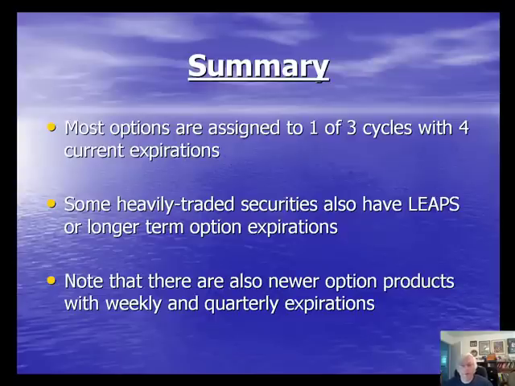So let's do a quick summary. Most options are assigned to one of 3 cycles with 4 current expirations. All options available will be for the current month, the next month, and then the 3rd and 4th choices will depend on the cycle that security was assigned to. Some heavily traded securities also have LEAPS options or longer term expirations that can go out as far as 39 months, and these will result in more than 4 options choices.